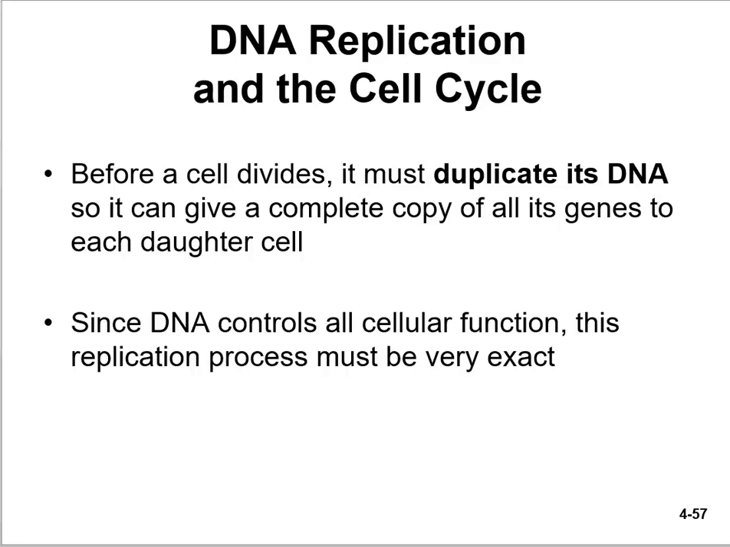Before a cell divides, it must duplicate its DNA so that it can give a complete copy of all those genes to the daughter cell, because that daughter cell, the individual cell, will need to be able to make the right proteins and enzymes, RNA, so it must have a complete copy of that DNA. Since DNA controls all the cellular function, that replication process needs to be very exact.